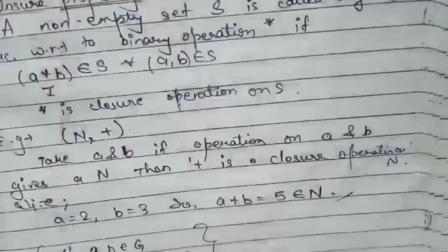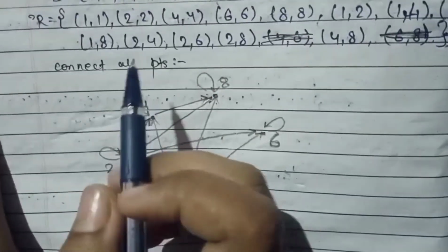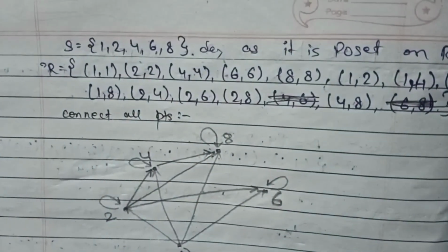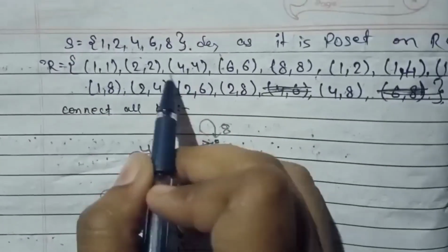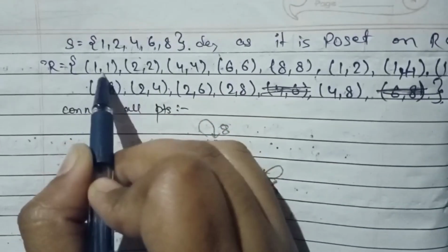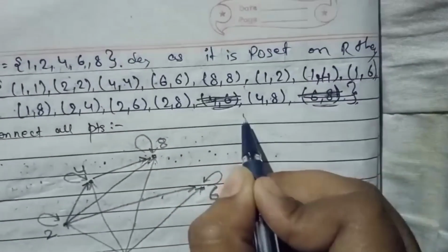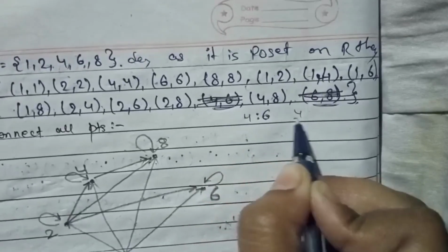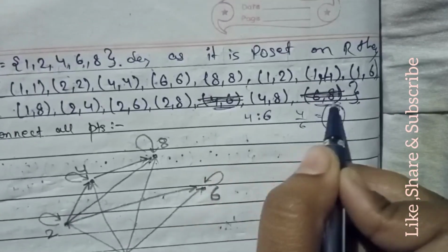Now let's see how we will draw the Hasse diagram. First, I wrote all the elements which will be there in R. So (1,1), (2,2), and because the condition was A divides B, I wrote all of these except (4,6) and (6,8), because 4 does not divide 6 in the proper sense. 4 by 6 is 2 by 3, so it is a fraction. So we will ignore this one, and also (6,8).